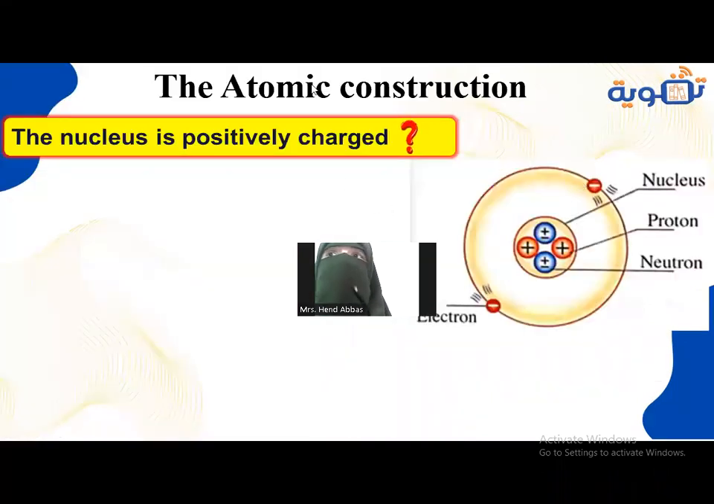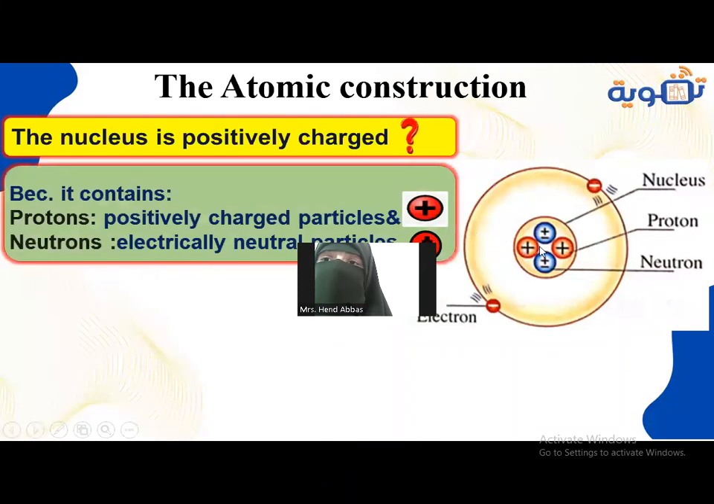Okay, the atomic structure of matter. Let's see the atom. The atom consists of two main parts, the nucleus and electrons. Why is the nucleus positively charged? Because it contains positive protons and neutral neutrons. Like positive and zero, so it will be positive. So the nucleus has a positive charge.